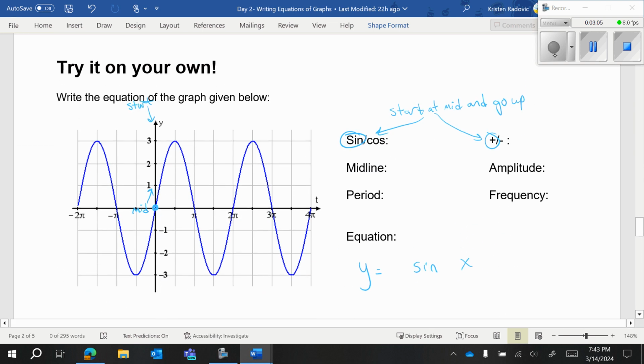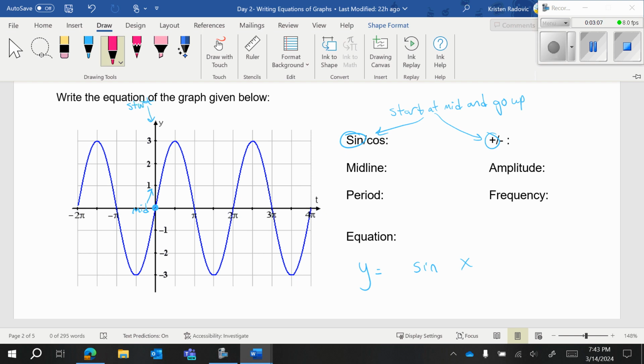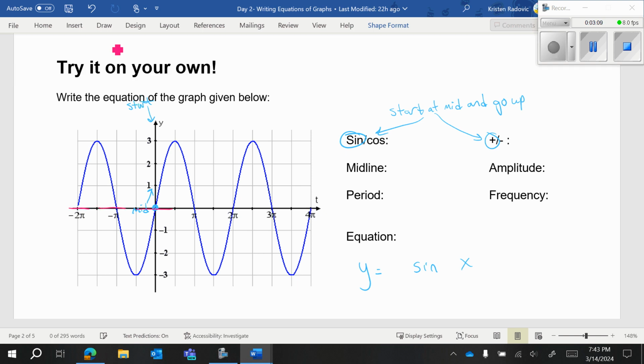I'm just going to keep filling out the chart. Let's find our middle. That midline, what cuts through the middle, is at 0. We're going to call this y equals 0. Your amplitude is this distance from the middle to the top. You're going from 0 to 3. Your amplitude is 3.